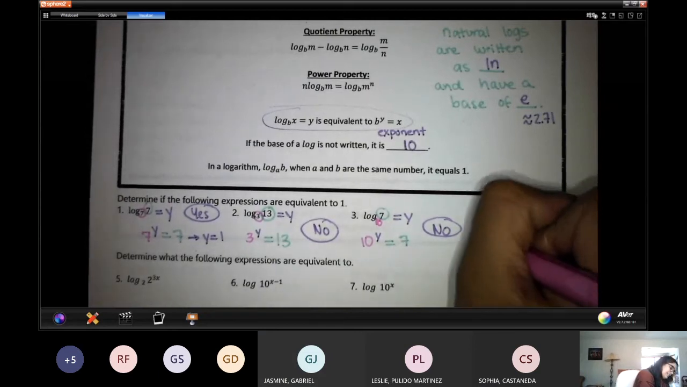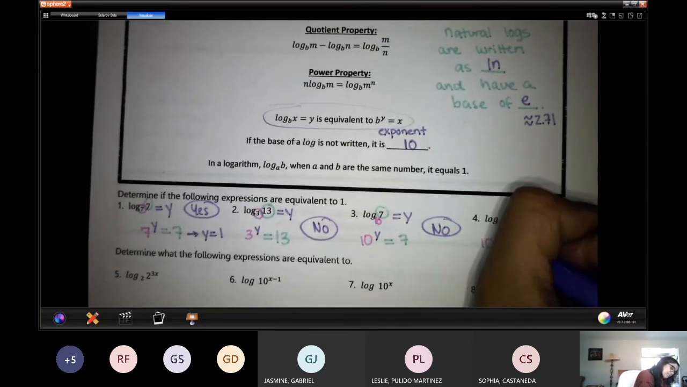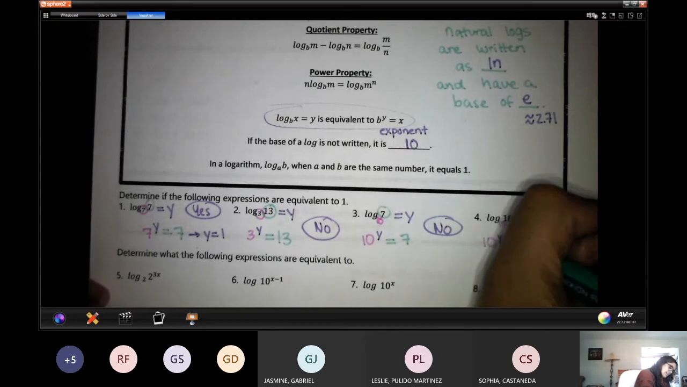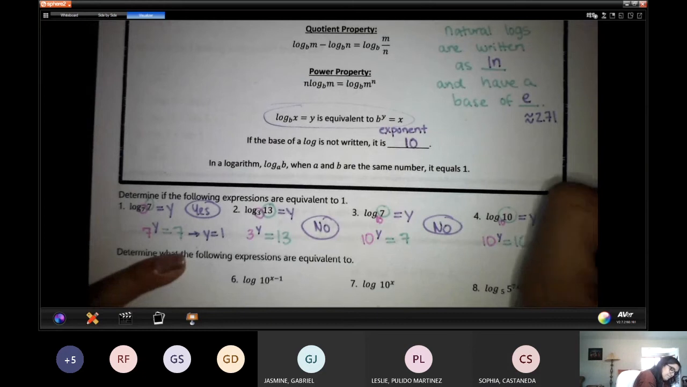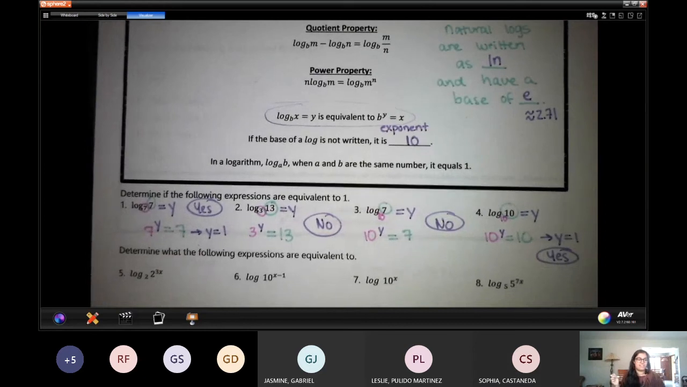So it's 10 to the y power equals 10. And what's y equal to in this case? 10 to the what power equals 10? 1, right? So y equals 1. So then the answer would be yes. Does that make sense? Kind of, sort of. How do we feel?